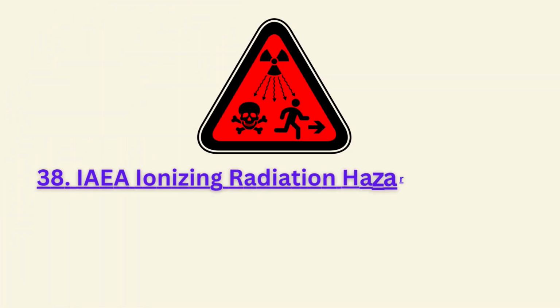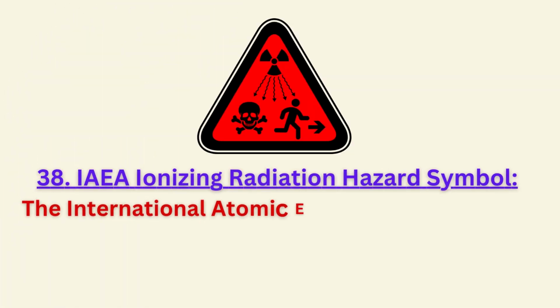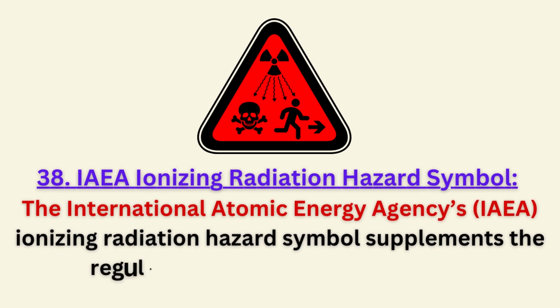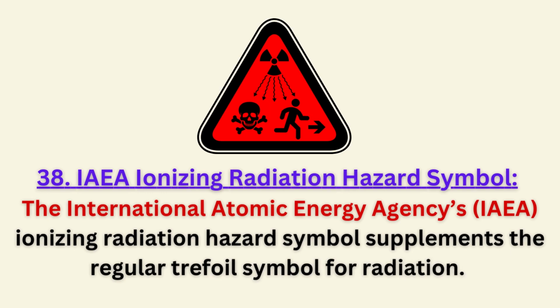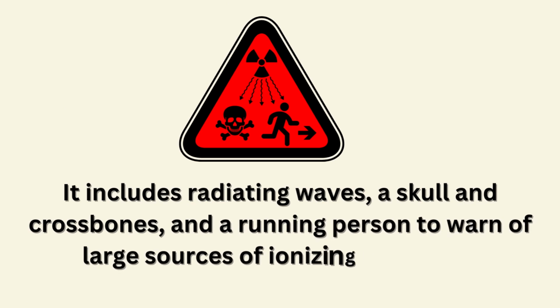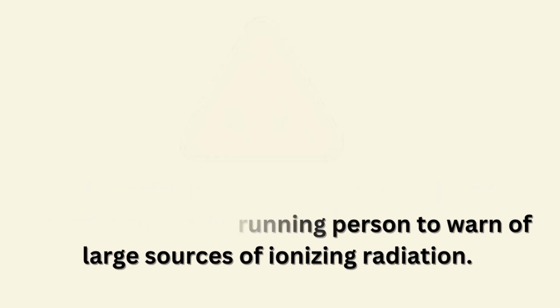38. IAEA ionizing radiation hazard symbol. The International Atomic Energy Agency's IAEA ionizing radiation hazard symbol supplements the regular trefoil symbol for radiation. It includes radiating waves, a skull and crossbones, and a running person to warn of large sources of ionizing radiation.